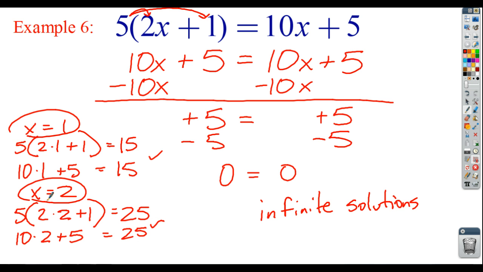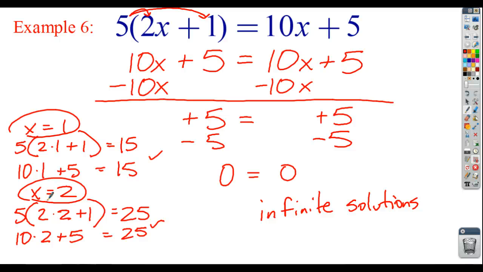If you plug in 3, you'll notice the same thing happens. If you plug in 10, the left side and the right side will be equal. It doesn't matter whatever you plug in, the left side and the right side are the same. They will be equal. So this has an infinite amount of solutions. Any number that I put in for x will make the left side equal to the right side. It doesn't matter. And that's this idea of infinite solutions.